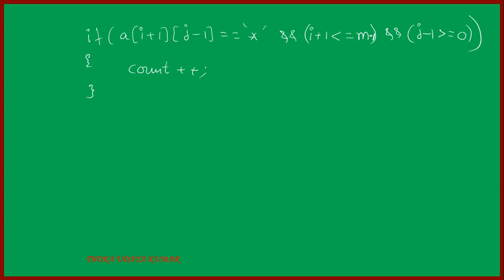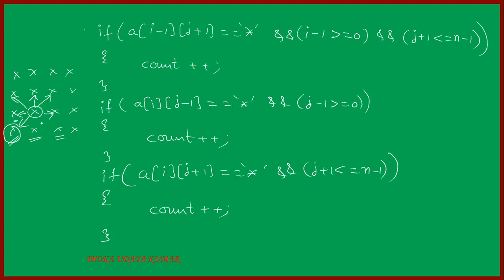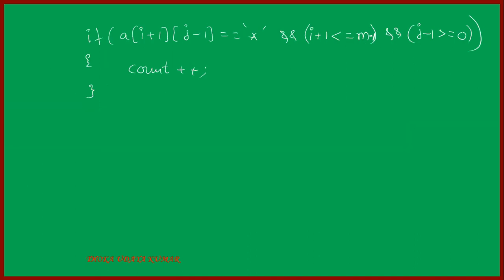Now we have to do it for this one, this adjacent one. Here the row is being incremented, the column remains the same, j remains the same. So if A of i plus 1 and j is equal to star, and i plus 1 is less than or equal to m minus 1, then increment the count.